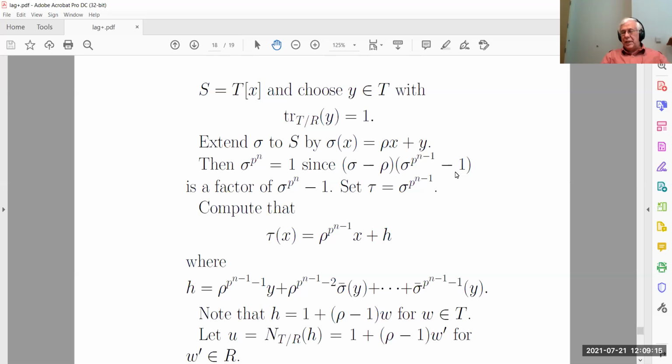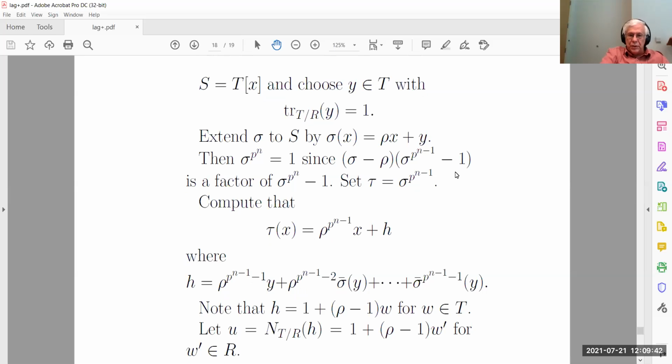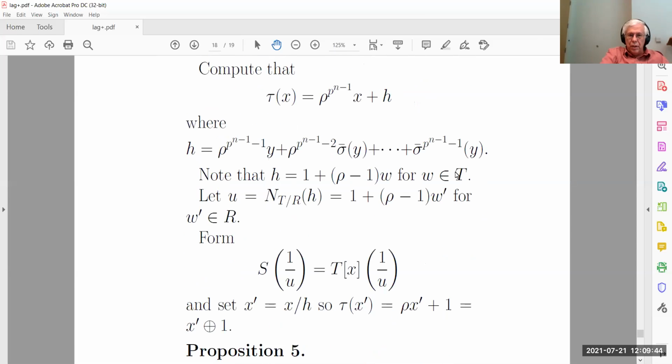It doesn't work the same in characteristic 0 as it does in characteristic p. You compute, if I take this tau, which is sigma to the p to the n minus 1, and I act on x, I get rho to the p to the n minus 1 x. That part's good. That's a primitive p-th root of 1, but it's plus this element h, this complicated element h, and its complications are what's making me work hard.